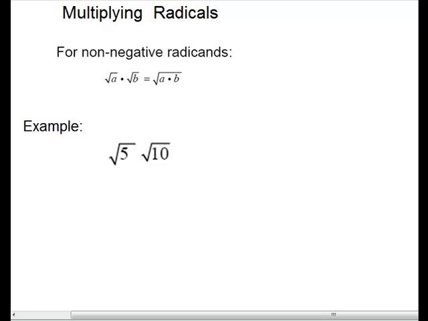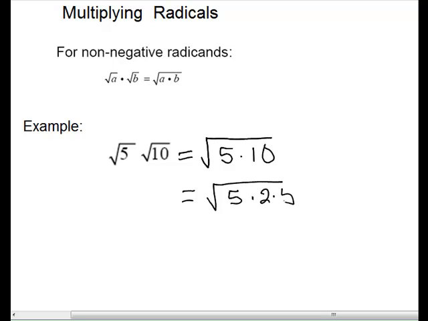We have the square root of 5 times the square root of 10. So we are allowed to multiply these underneath the same radical. And instead of just multiplying, we'll go ahead and break them down so that we can simplify. So 5 is already broken down, and 10 will break down to 2 times 5. And now if we're going to simplify, it's a square root. We have 2 copies of the 5.